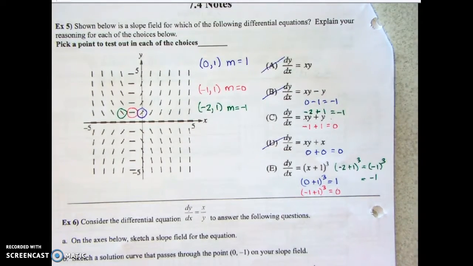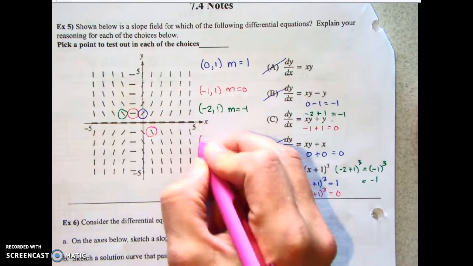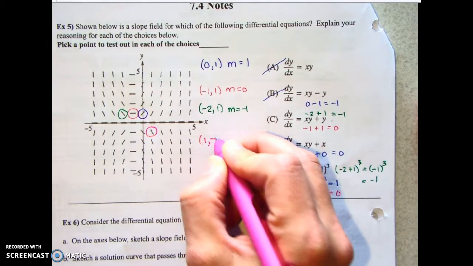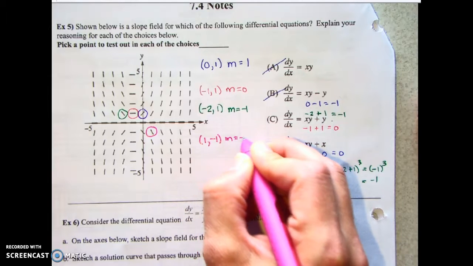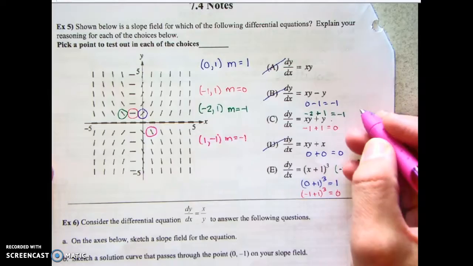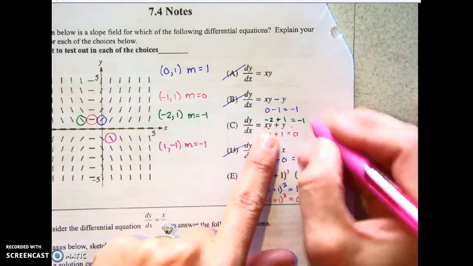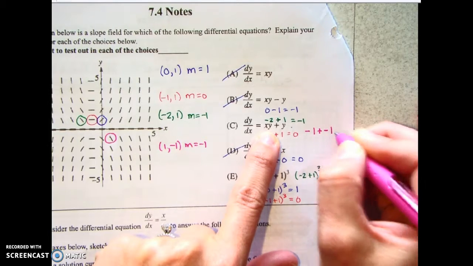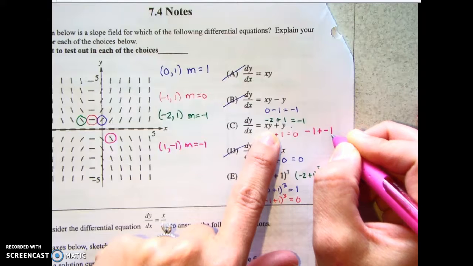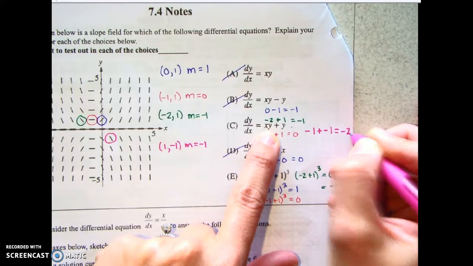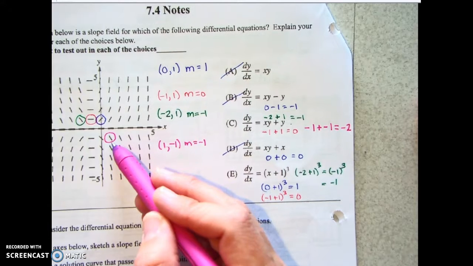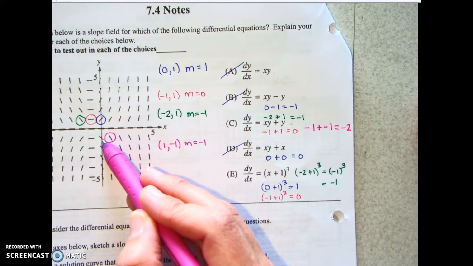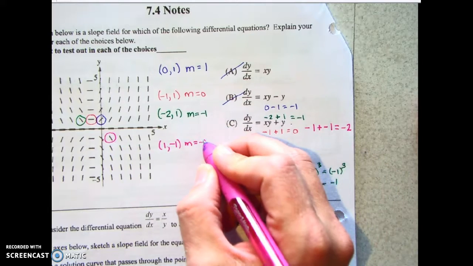So where should I go? Let's go somewhere different, and I'm running out of pen colors. Let's try this point. This is (1, -1), and what's the slope there? Negative 1. Okay, let's try it in C. x times y is negative 1, plus y, negative 1. Negative 1 plus negative 1 is negative 2, and now I wonder, oh my gosh, could that be a negative 2 slope? And this is actually a negative 1. I'm wondering that, so this is a question mark.